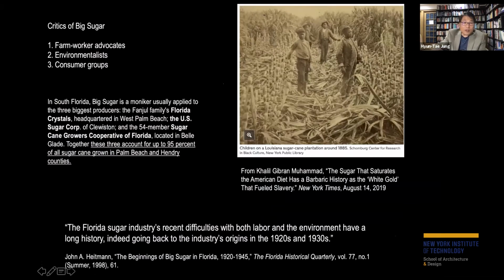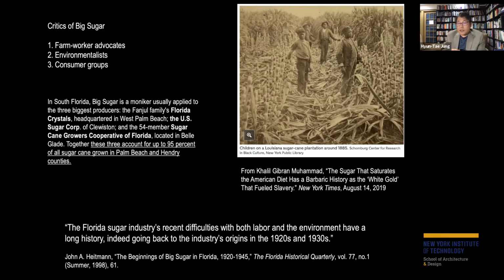The main argument of critiques, well, a farm workers advocate says there was really abuse of labor. So there is a long history of slavery there. Even in the 1940s, the 50s, there was a federal lawsuit about this against these companies, and then they actually settled outside of court.